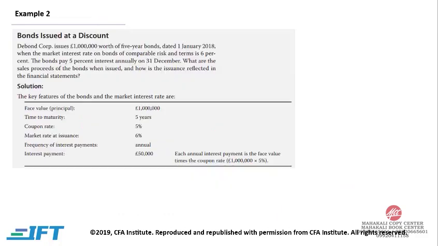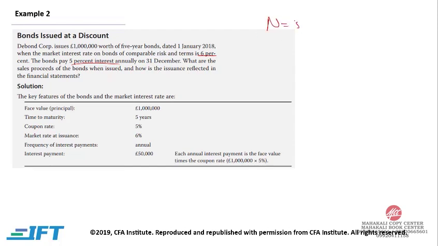by 1 million. Example 2, bond issued at a discount. So whenever the coupon rate is less than the market interest rate, then the bond is issued at a discount. So D-Bond Corp issued 1 million worth of 5-year bond when the market interest rate on bonds of comparable risk and terms is 6%, and the bond pays 5% interest annually.